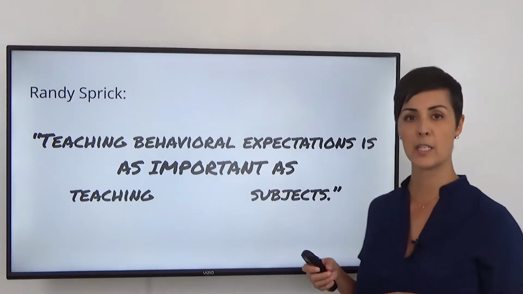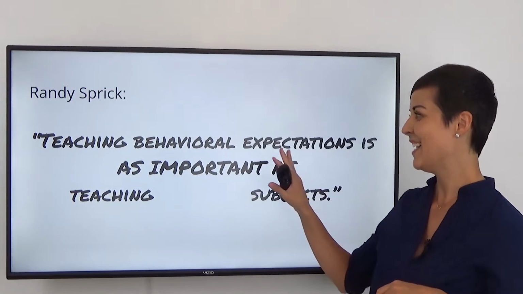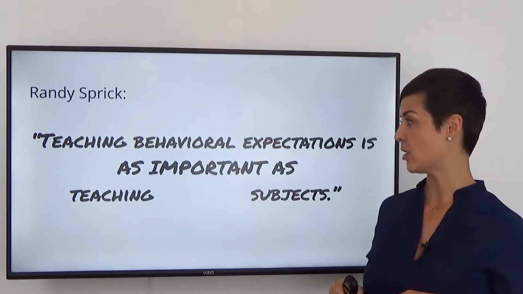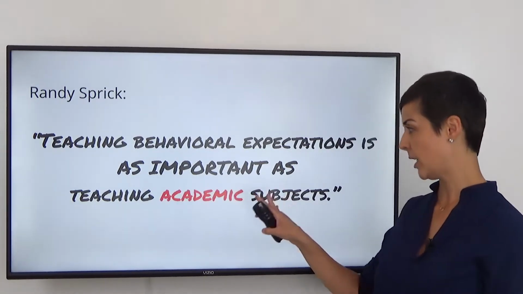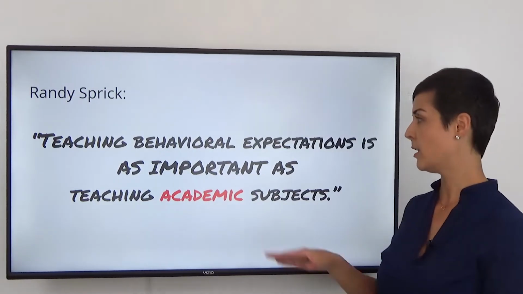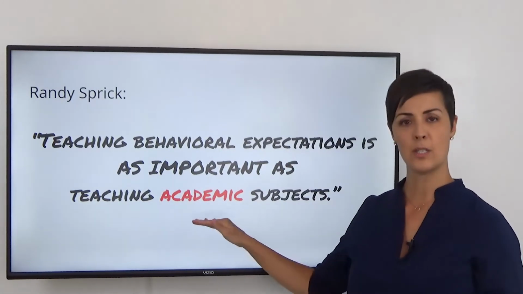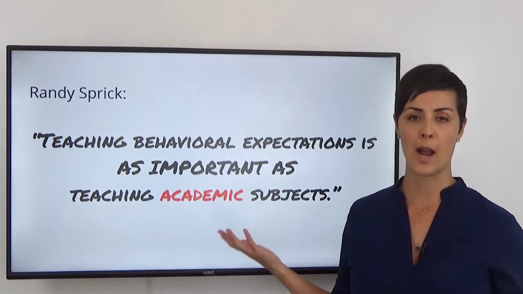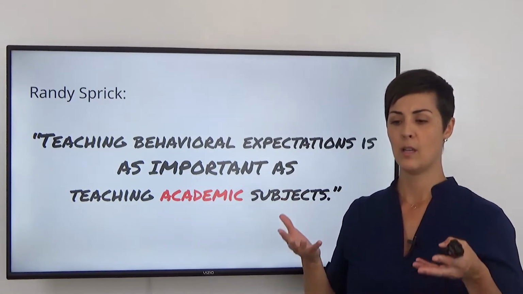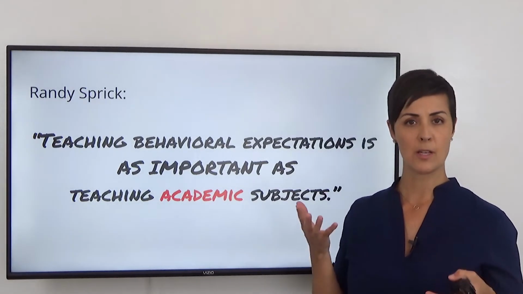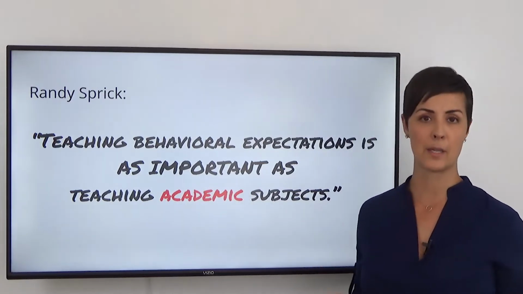So I'm coming back to Randy Sprick, right? He's our favorite educational and behavioral researcher. He has said, see if you remember this, teaching behavioral expectations is as important as teaching blank subjects. Do you remember what he said? Teaching academic subjects. In other words, it is just as important that you train your kids how you want them to act as it is that you teach them the academic content for which you were hired. And that doesn't necessarily mean that we give behavioral management the same time as academic content, but we're just as intentional about it. We're just as mindful of it as we are about the academic subjects.